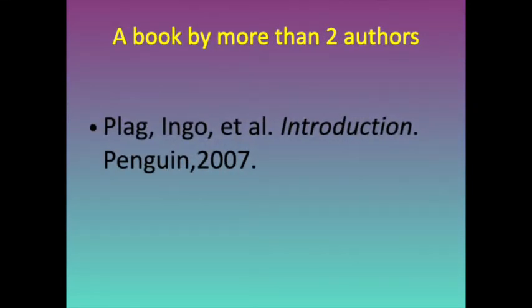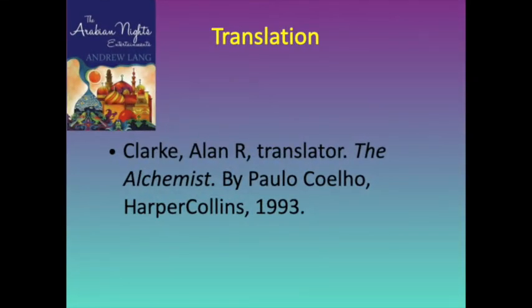When there are 3 or more authors for a work, include only the first author's name. Write the first author's name in reverse order, last name, comma, and then the rest of the name as it appears on the source. After the first author's name, add a comma and write et al. This is a Latin term meaning "and others," period, name of the work in italics, period, publisher, comma, year of publication, period.